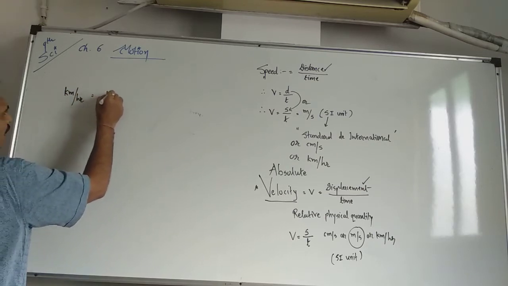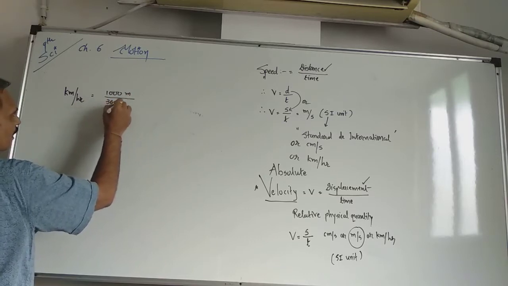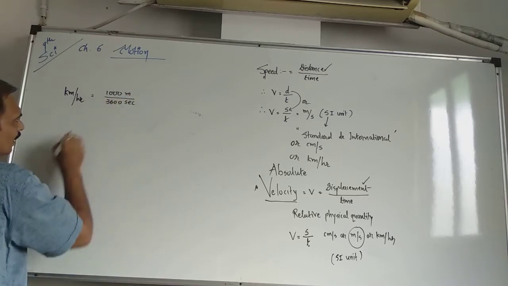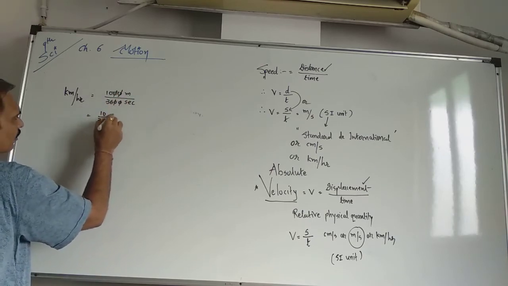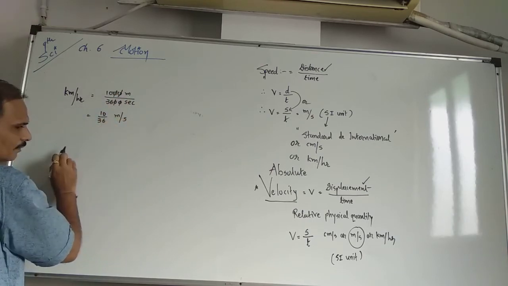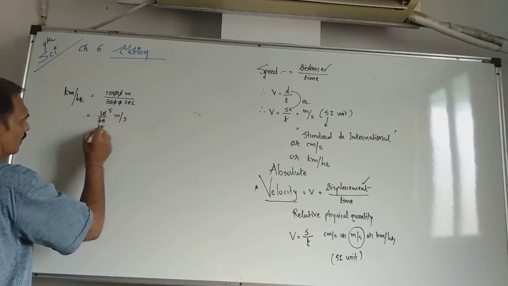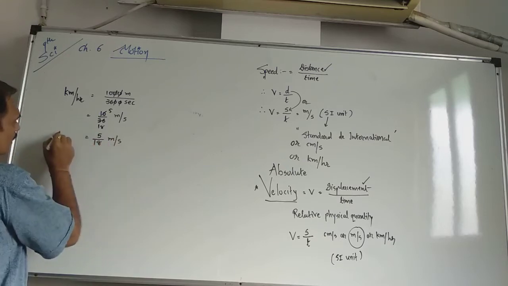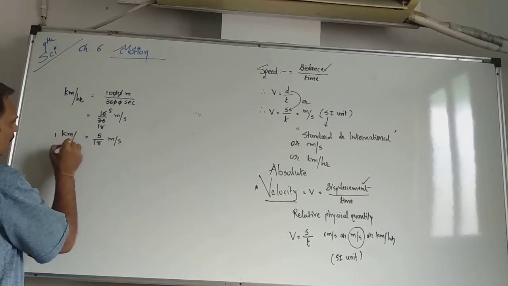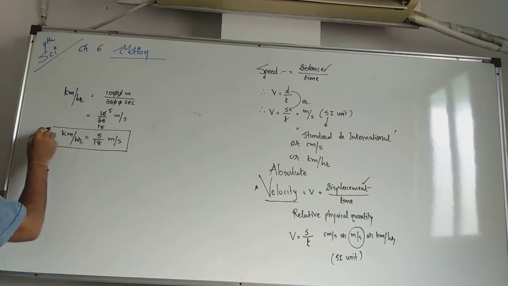See here, kilometer per hour. 1 kilometer means 1000 meter, per 1 hour means 3600 seconds. So 2 zeros are cancelled, 10 upon 36 meter per second. You can divide by 2: 2 5s are 10, 2 18s are 36. That is 5 upon 18 meter per second. 1 kilometer per hour means 5 upon 18 meter per second.